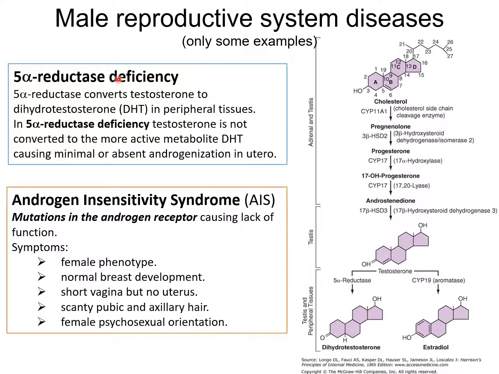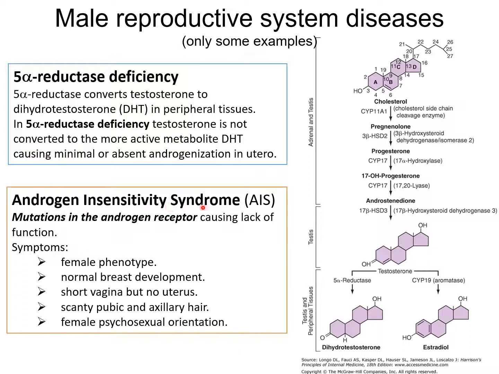5-alpha reductase deficiency is a deficiency of converting testosterone to the dihydrotestosterone molecule, which is more active than testosterone. So if you have a deficiency, you're not able to generate the more active compound, but you still have some testosterone floating around. What you get with 5-alpha reductase deficiency is minimal or absent masculinization in utero, so they'll typically have very small genitalia.